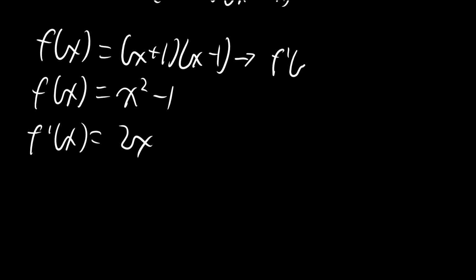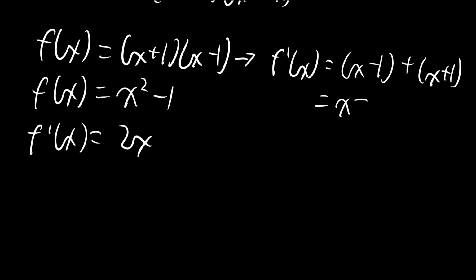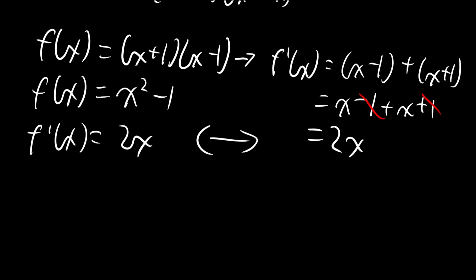So f prime at x would then equal the derivative of this, which would be 1 times x minus 1, plus the derivative of the second term, which would just be 1 times x plus 1. When we expand that out, just getting rid of the brackets, we can clearly see that these two terms cancel out, and we are left with x plus x, which is equal to 2x. So we get the same thing. It doesn't matter in this instance if you use the power rule or the product rule.